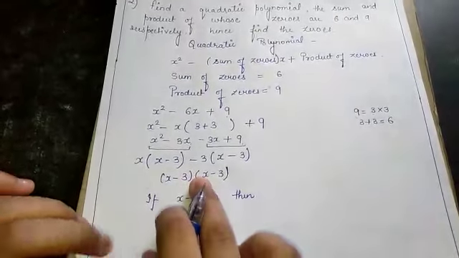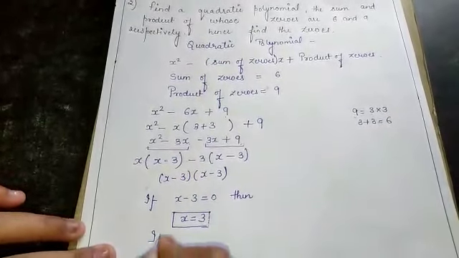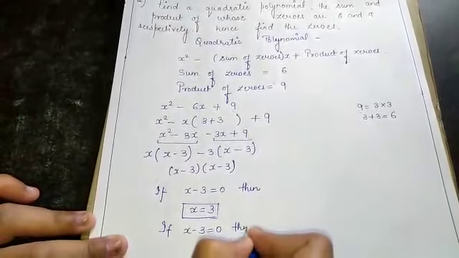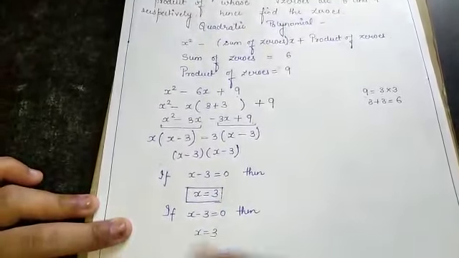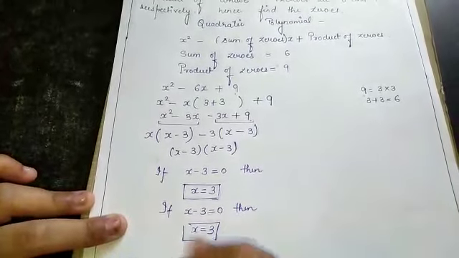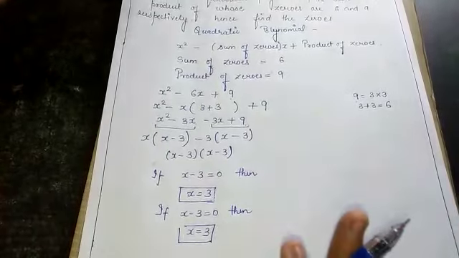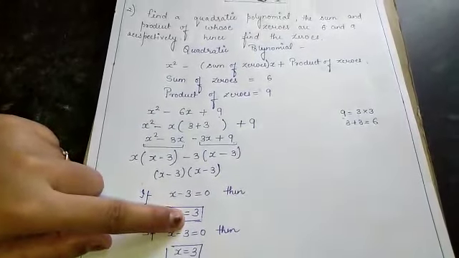And in the second, if x minus 3 is equal to 0, then x is equal to 3. So the zeros of the quadratic polynomial are 3 and 3.